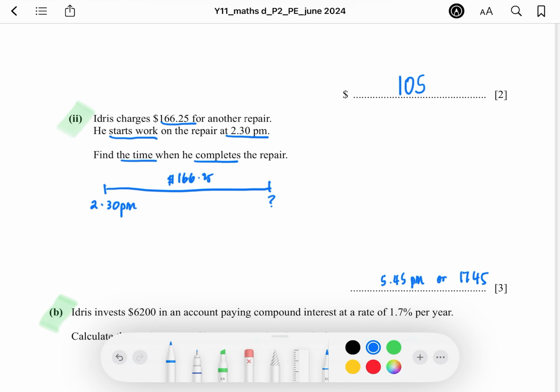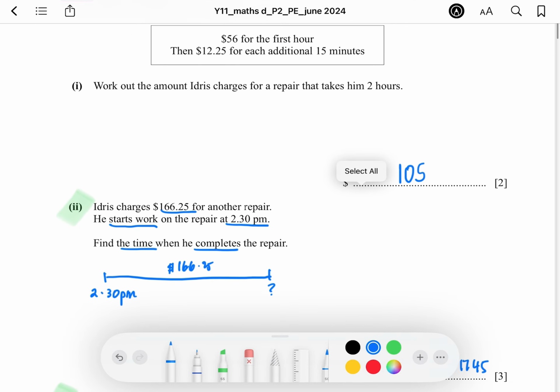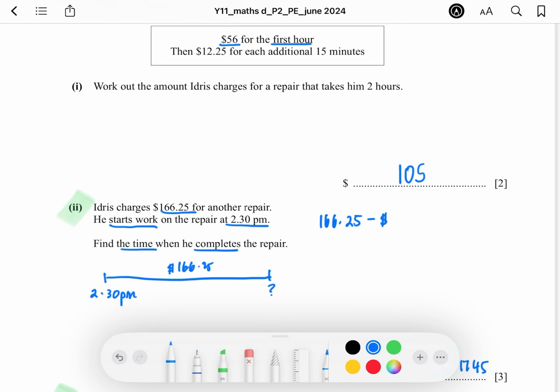The other information given is $166.25. We can't use that directly because the question is asking for time, so we need to convert $166.25 into its equivalent value in time. So what's given? $56 for the first hour. So what we can do is subtract that from the 166. Should get 110.75.